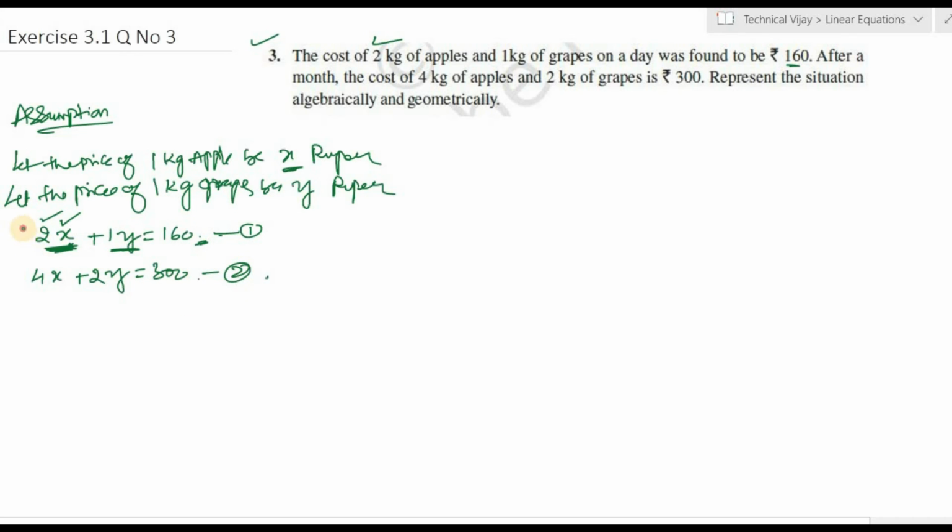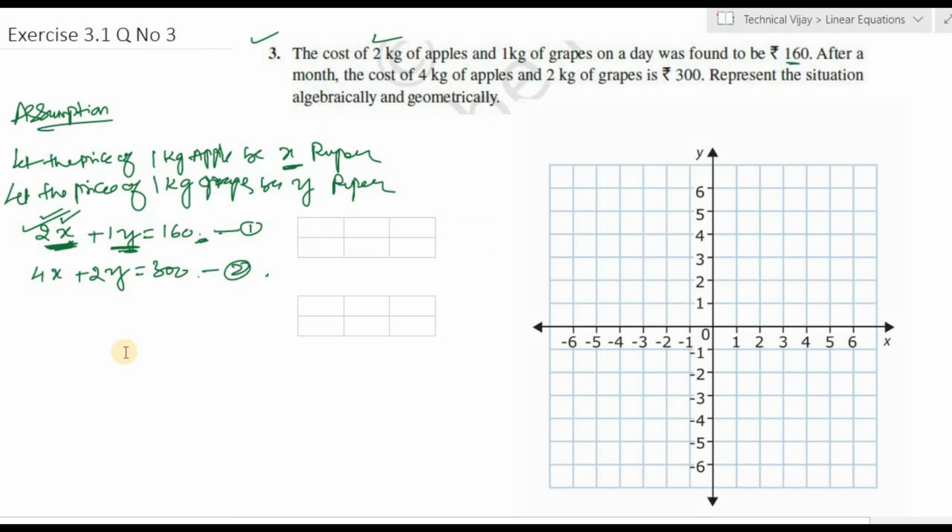Now we will put one of the values as 0 and find the other value. Consider the first equation. Here in this first equation we will put x value as 0. So 2 into 0 plus 1 into y is equal to 160 rupees. 2 into 0 is 0, so y is equal to 160. So here the point is (0, 160).